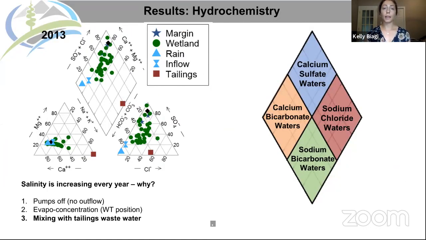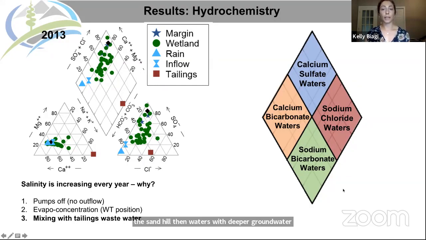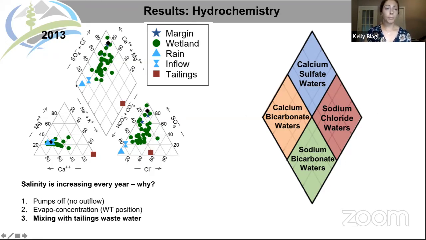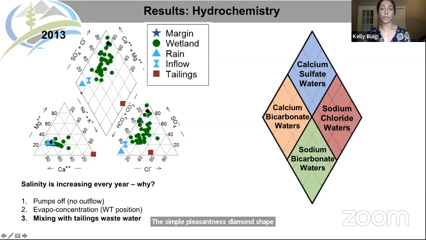And lastly, the salinity can be attributed to some mixing of the Sandhill Fen waters with deeper groundwater that contains the tailings water. We can look at the type of water across Sandhill Fen by using Piper diagrams that basically tell you the dominant ion type based on where the sample plots in this diamond shape here, which I've added for you. So the light blue symbols here represent the chemical composition of rain and the inflow water, and the red square represents the chemical composition of that tailings water that's really dominant in sodium and chloride.